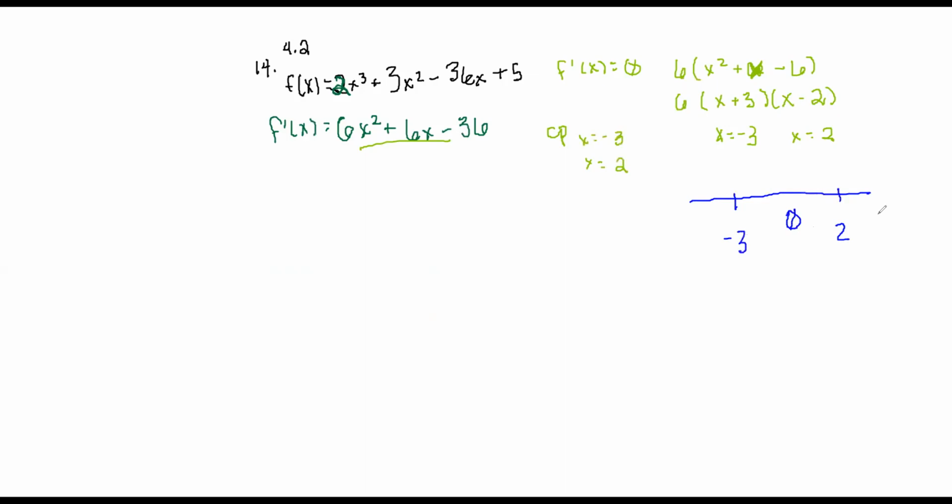And then I'm going to do, I don't know, the 3. I'll do negative 5. So this is going to be positive. If I'm doing this at negative 5, it's always going to be positive this. Negative 5 plus 3 is a negative. Negative 5 minus 2 is negative. So positive times a negative is going to be positive.